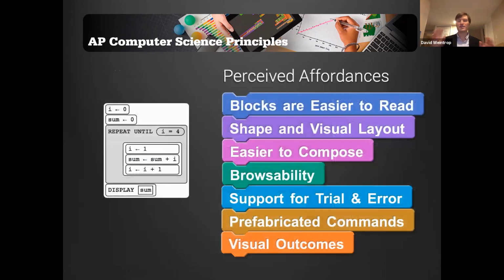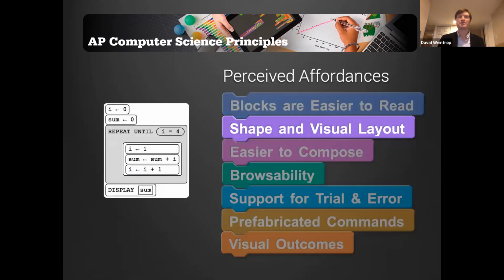So okay, to me, right, I just presented this study about kids learning in block-based environments, and these are all the perceived affordances of why block-based environments help kids. And if you look at this list of perceived affordances, or not why they help, but why students think that they help them learn and program.